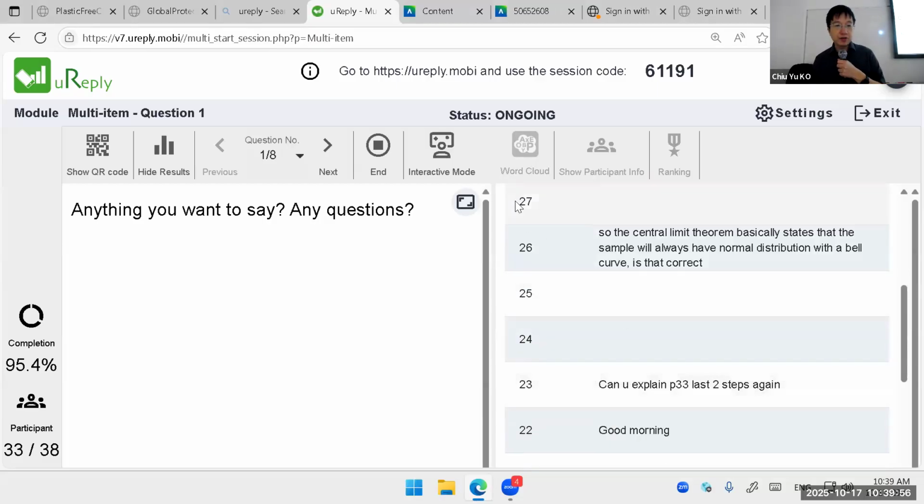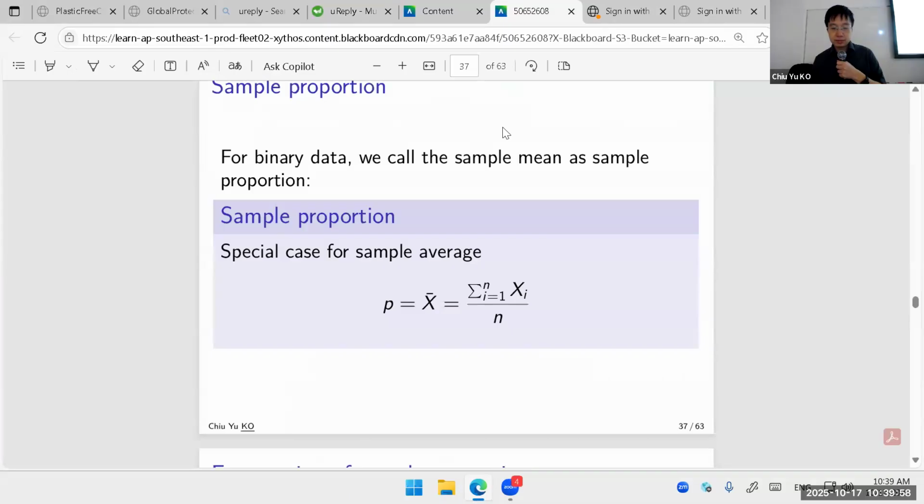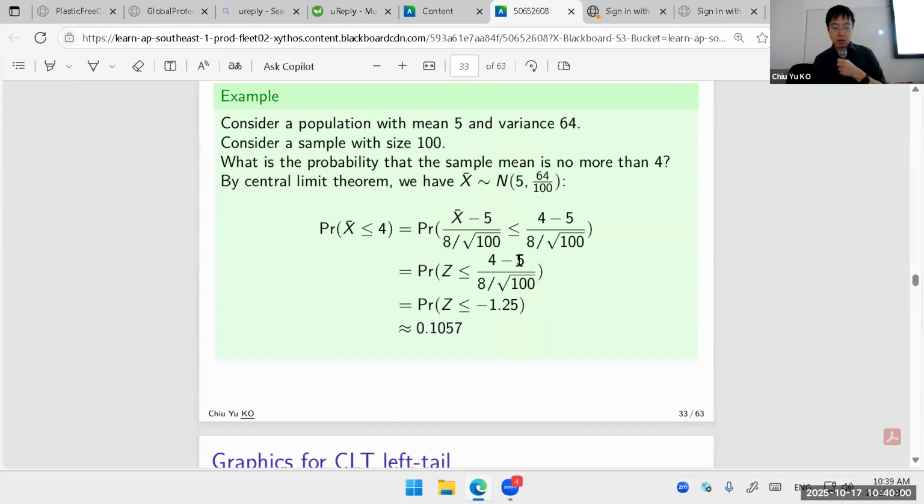Explain page 33. The last two steps mean going from this to this. Anyway, let me do it.